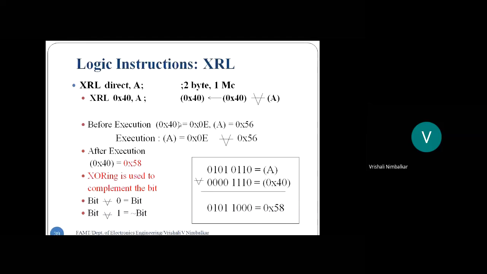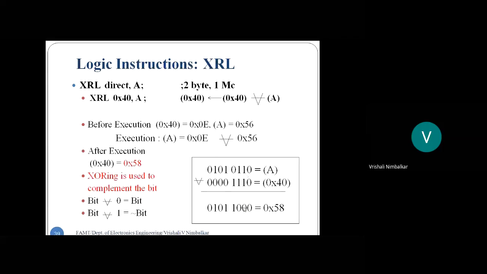At 40 hex the data is 0E, and in the accumulator the data is 56 hex. So 56 hex is XORed with 0E. Let us see the XORing. Look at the box example. The accumulator is 0101 0110. At the 40 hex memory address, the data is 0E. And you are XORing. Similar bits, output of XORing is 0.